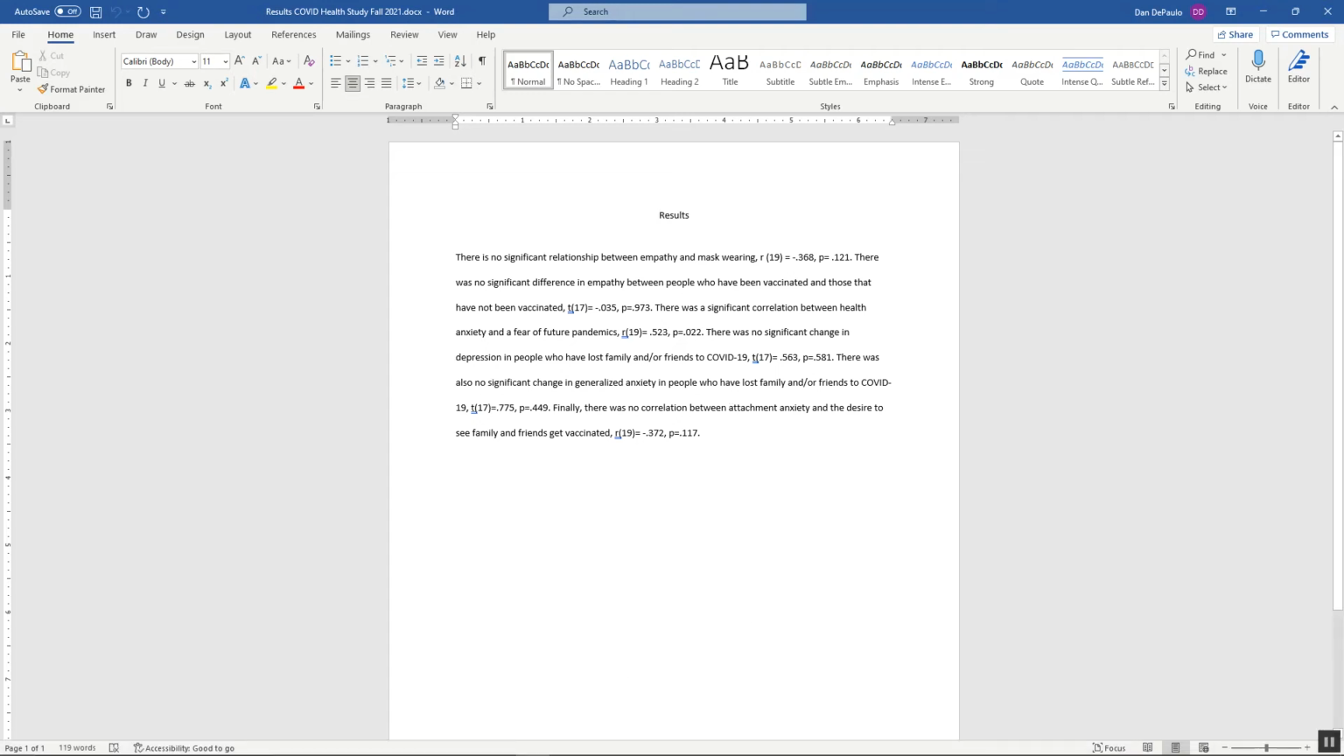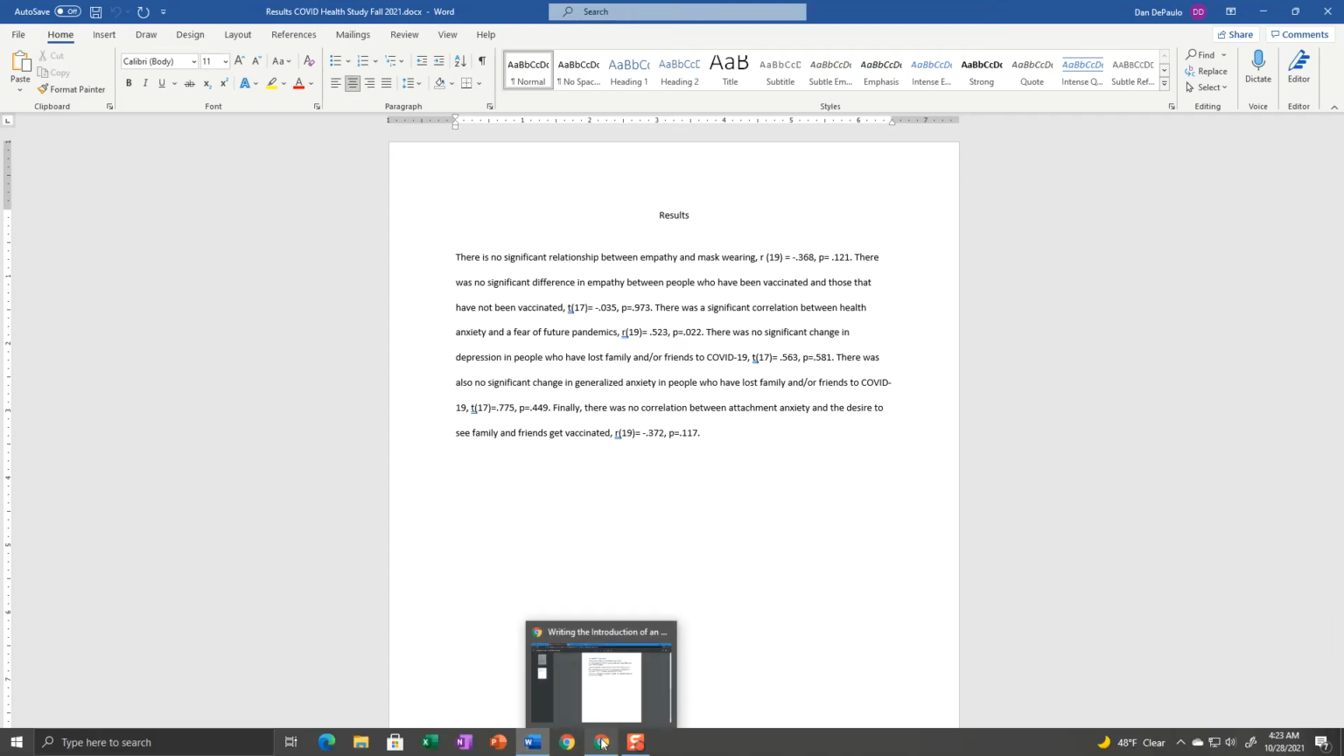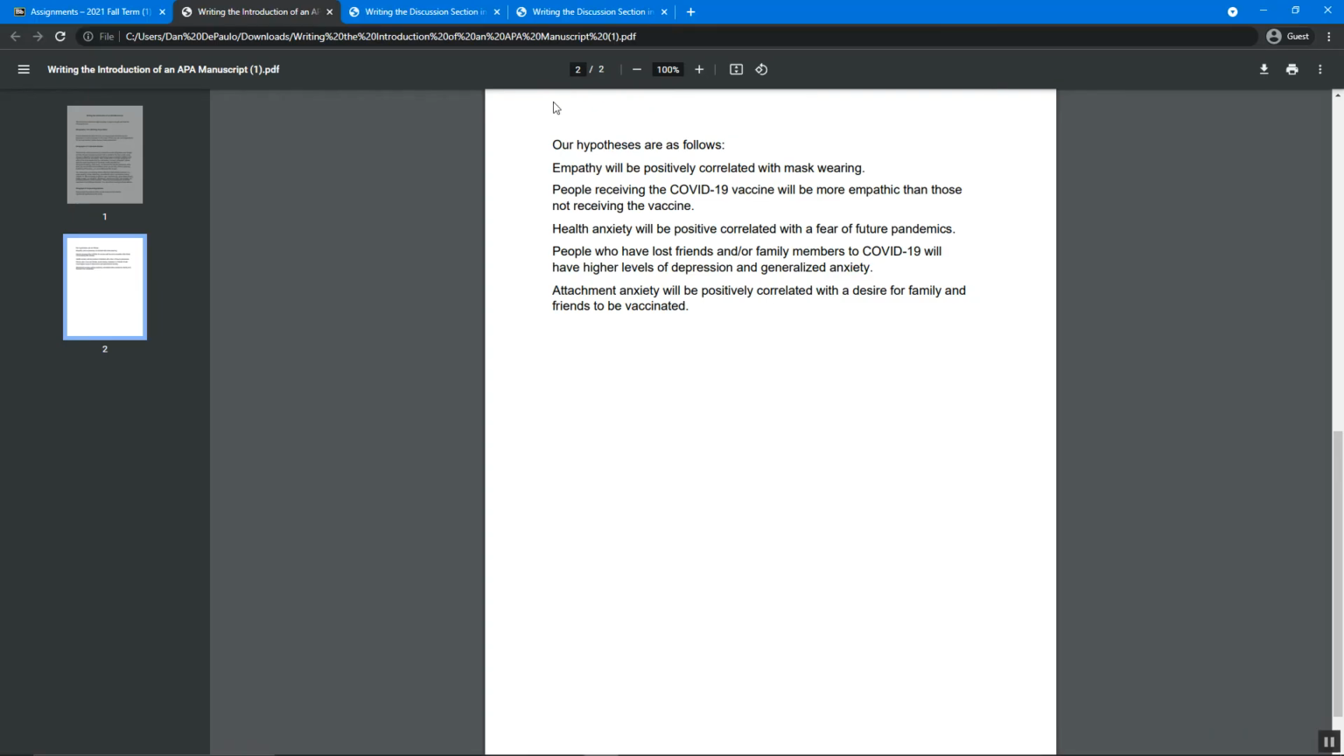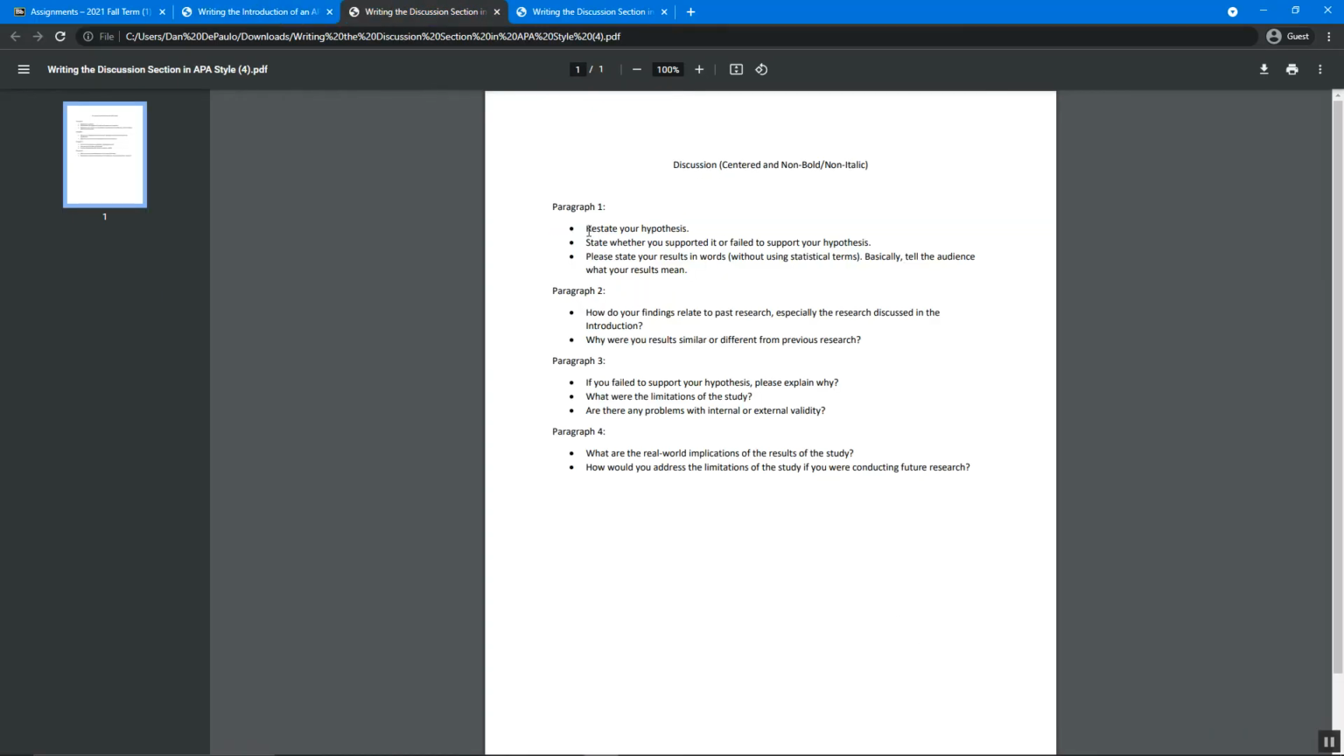So let's go look at the discussion again. And what do we have to do here for the discussion? So restate your hypothesis. Well, you have your hypothesis from the last paragraph of the introduction, right? Those are your hypotheses. So what you want to do is state whether these hypotheses were supported or failed to be supported. What were your results? Did you support your hypothesis or did you fail to support your hypothesis? And on 4 out of 5 occasions, we failed to support our hypothesis.